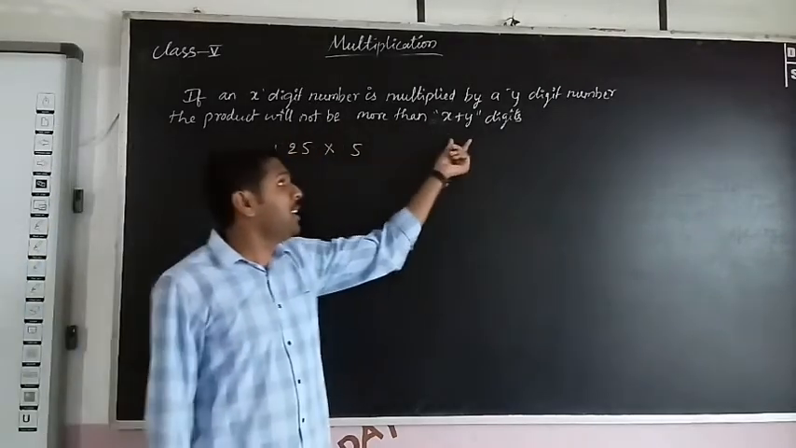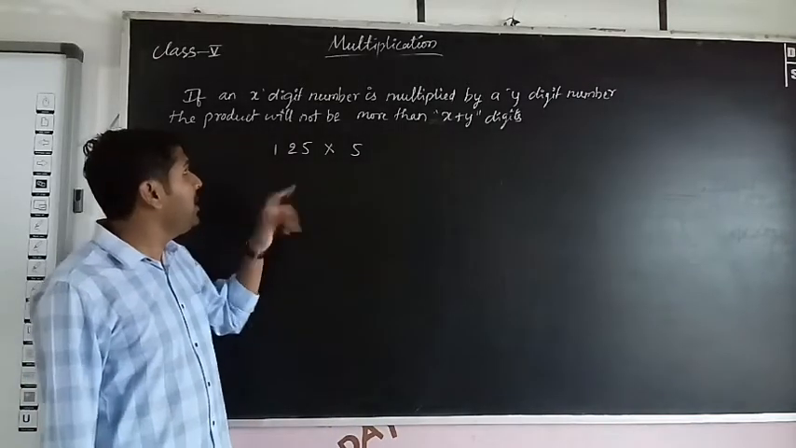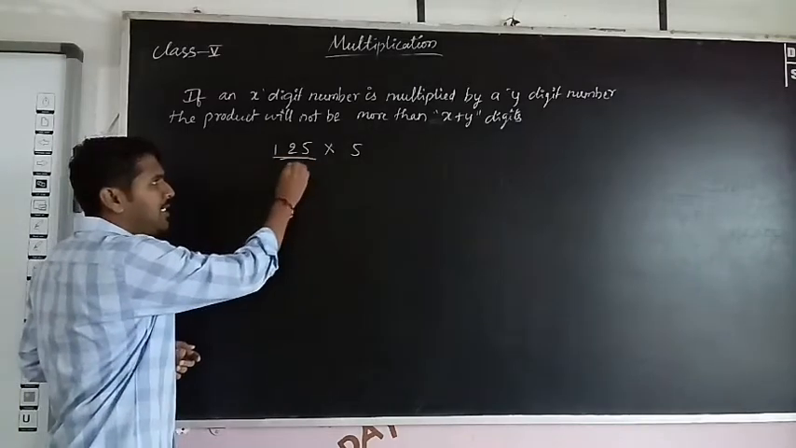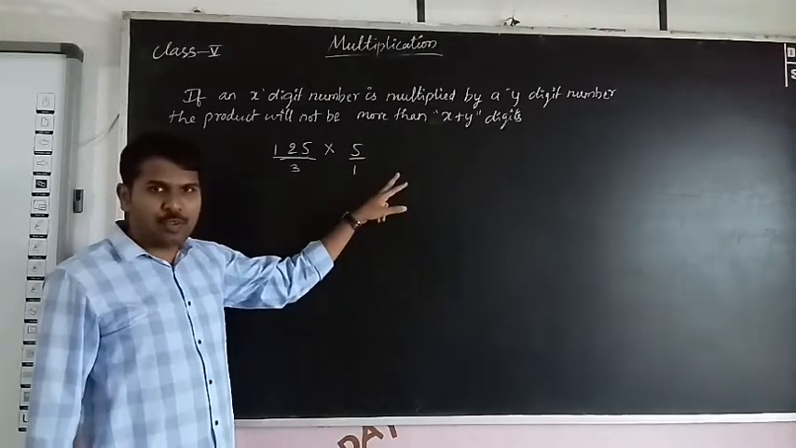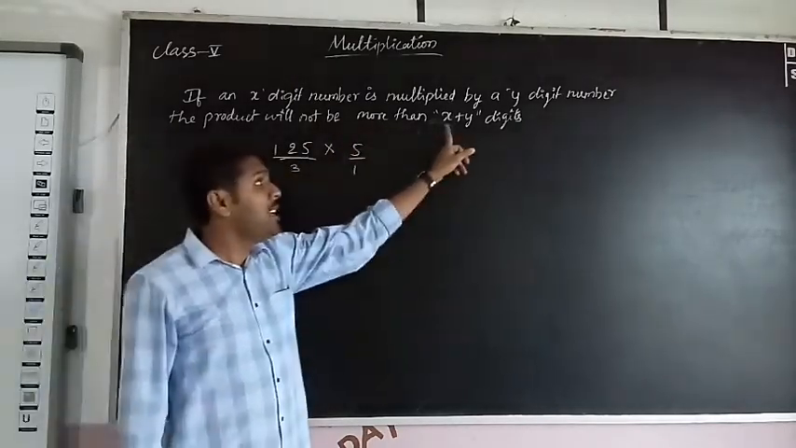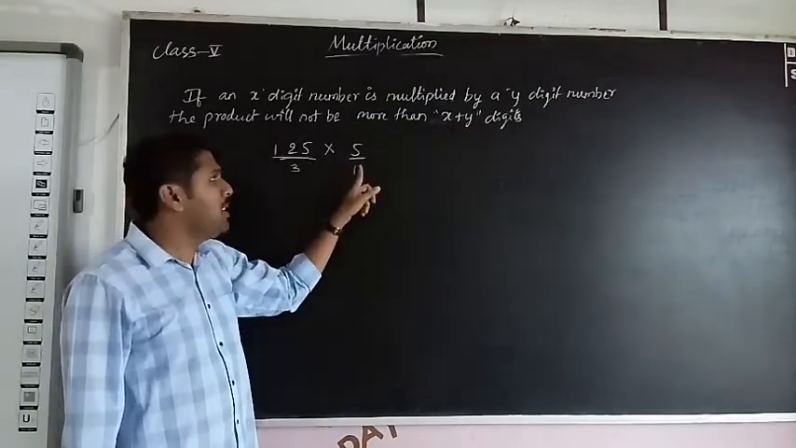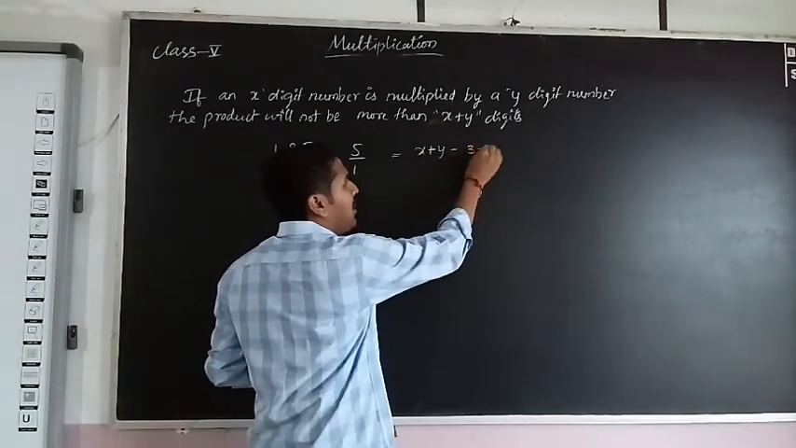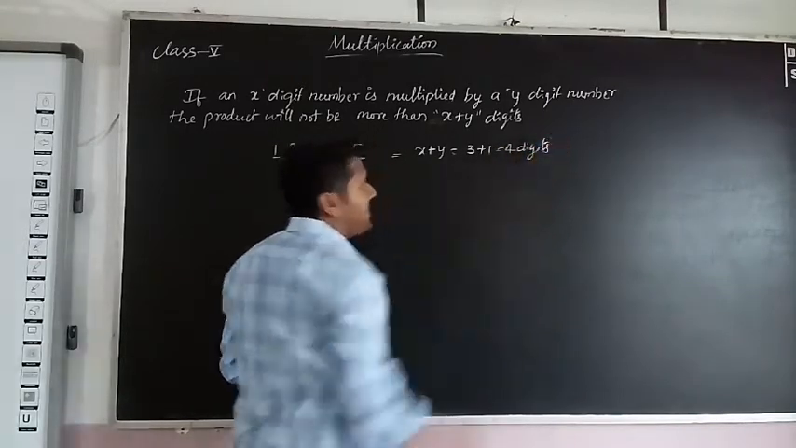not be more than x plus y digit. Will not be more than x plus y digit. So what is the meaning? So here x is a 3-digit number. So here this is a 3-digit number and this is a 1-digit number. If you multiply these two, the product will not be more than x plus y digit. X plus y means here how many digits are there? 3 plus 1. So x plus y means here total 3 plus 1, 4 digits. So 4 digits.